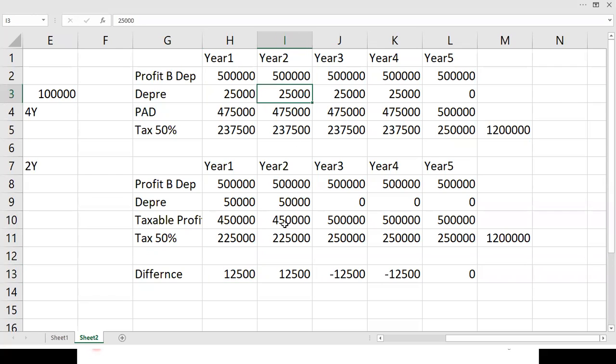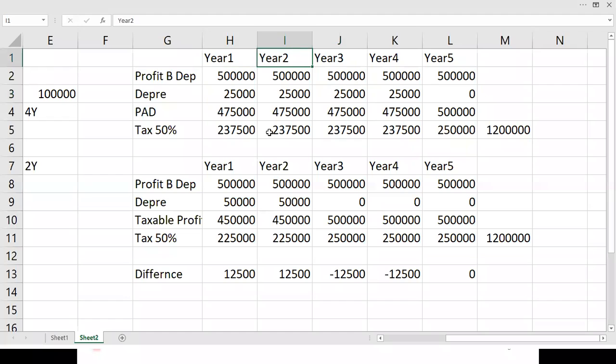The second year, same thing. The company says 25,000, but government says not 25,000, 50,000. Then how much benefit? Again, 12,500. What about year three? The company says we have to deduct depreciation of 25,000, but government says you are not allowed to deduct depreciation in year three. Yes or no? The company is willing to deduct 25,000 depreciation in year three.